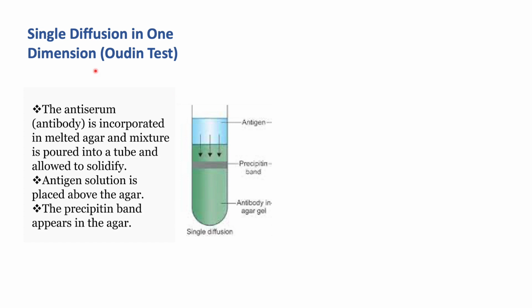Let's first look at single diffusion in one dimension, which is also called the Oudin test. The antiserum, which is the antibody, is incorporated in melted agar gel, and the mixture is poured into a test tube and allowed to solidify. The antigen solution, as shown here, is placed above the agar. The precipitation band appears in the agar, like you can see here. The antigen diffuses through the agar gel, and as it reacts with the antibody in the gel, it forms a precipitation band.